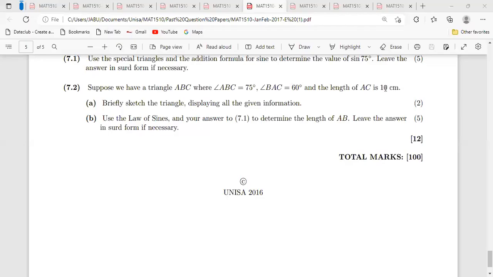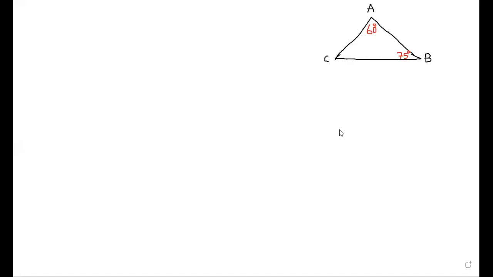And the length of AC is 10 centimeters. So this side is 10 centimeters. Okay, so we've done this sketch, so we've got our 2 marks.